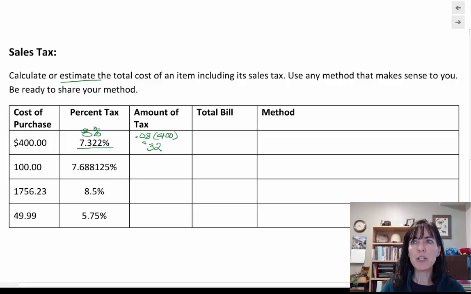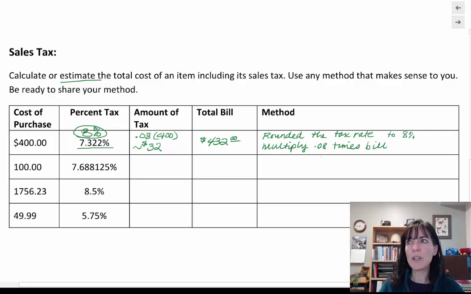And that's an approximation because we rounded our tax rate to something nearby. So if you're in the store trying to figure out, do I have enough money, approximate your tax for this $400 item to be $32, and that would make your total bill about $432. And here we rounded the tax rate to 8%, and then we multiplied that 0.08, which is the equivalent of 8%, by the bill.